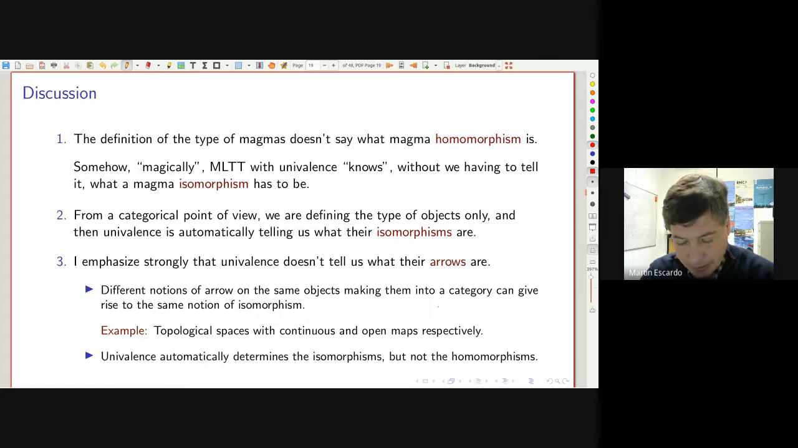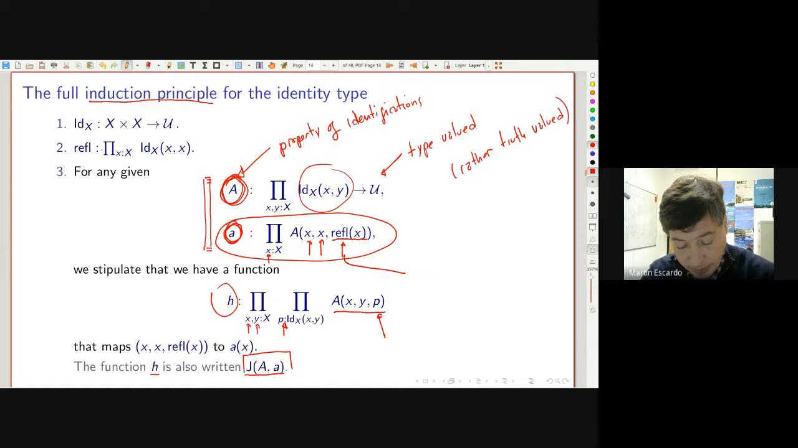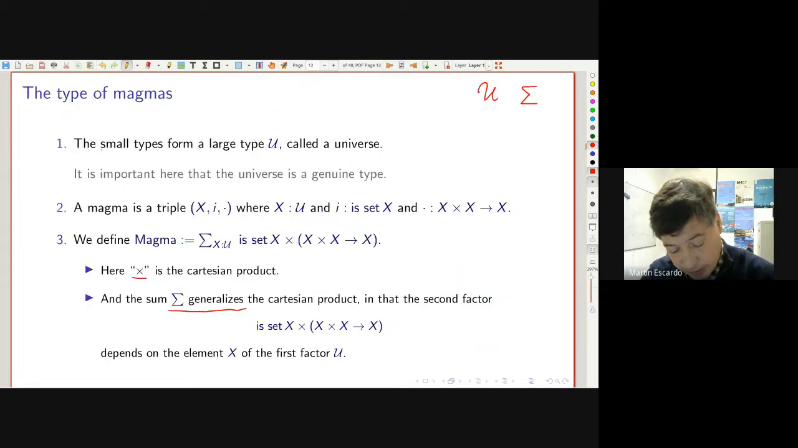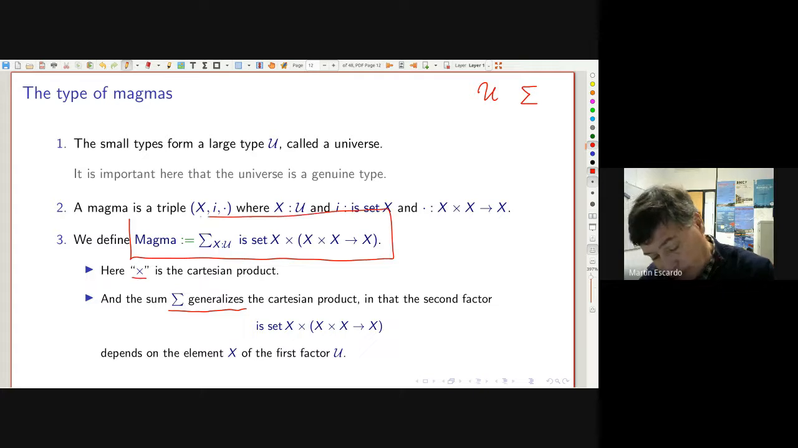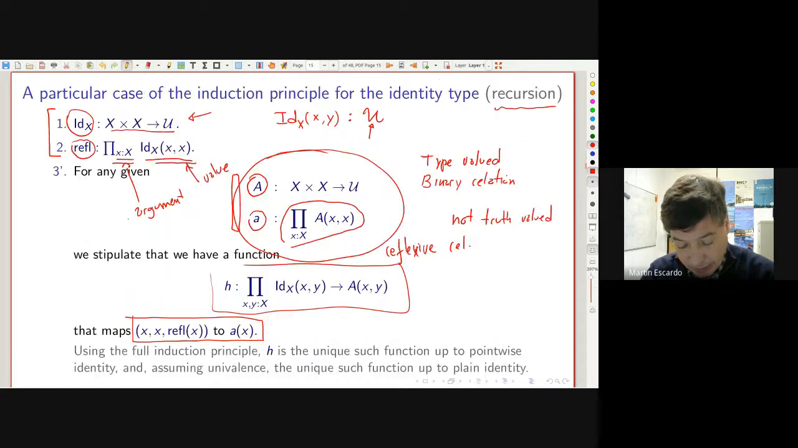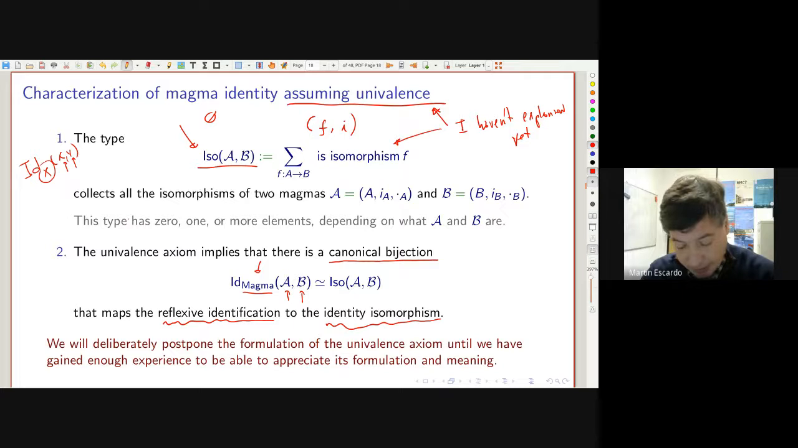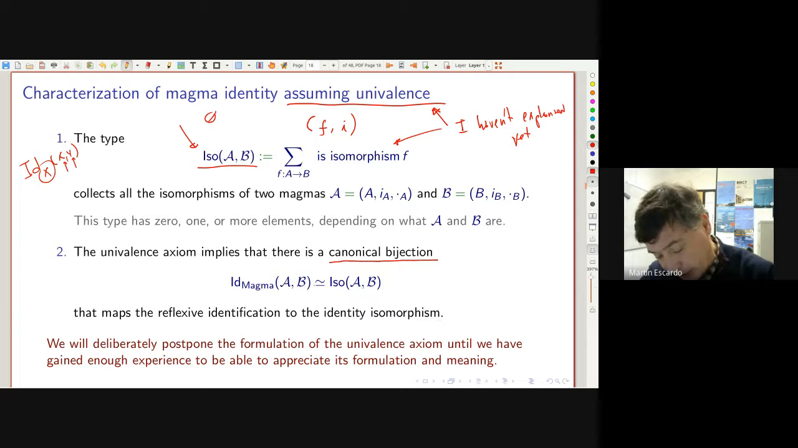So notice that when we define the type of magmas, we didn't say what a magma isomorphism or homomorphism is. Remember the definition of magma. This is the definition of magma, and the definition is only that. But now we have a theorem saying that actually the identifications of magmas are in bijection with all the possible isomorphisms.